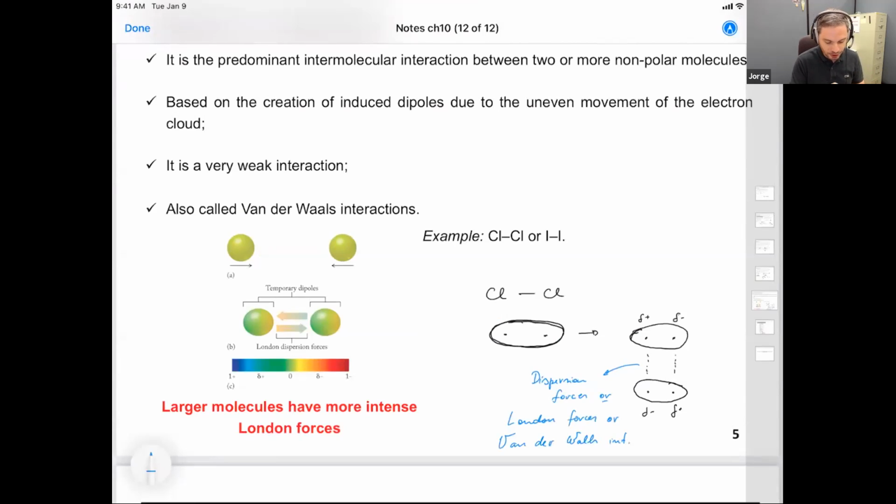Because this kind of interaction depends on the movement of electrons, if you have larger molecules, there is a higher probability of creating these instantaneous dipoles. Therefore, larger molecules have more intense London forces. The reason for that is because it is easier to mess up the electron cloud when you have a large molecule, more freedom of movement, as opposed to a small molecule where things are more constrained.